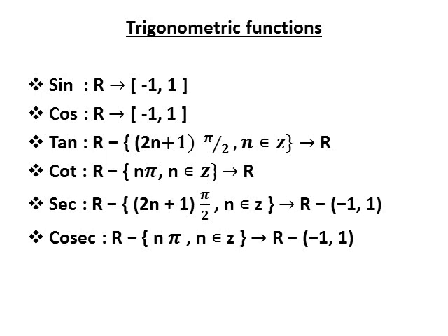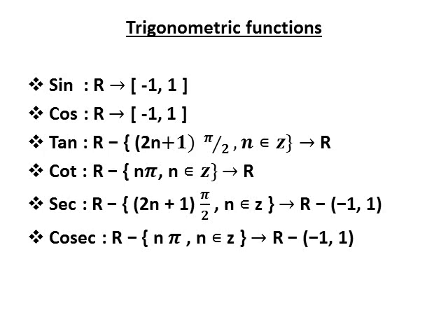Let's recall the domain and range of trigonometric functions. Domain of sine function is set R. Its range is closed interval -1 to 1. Domain of cosine function is set R and its range is closed interval -1 to 1. Domain of tangent function is set R except odd multiples of pi by 2 and its range is set R. Cotangent function, its domain is all real numbers except multiples of pi, but its range is set R.